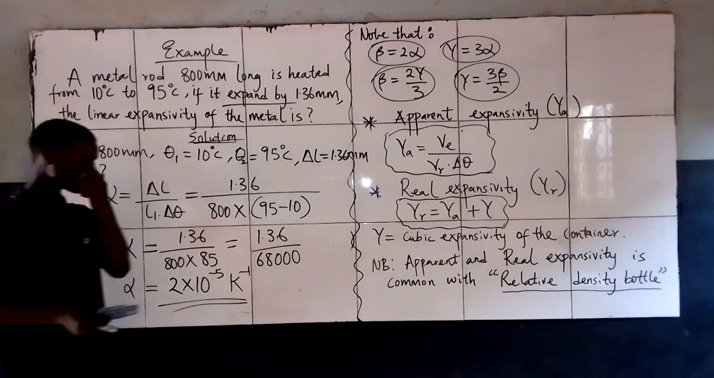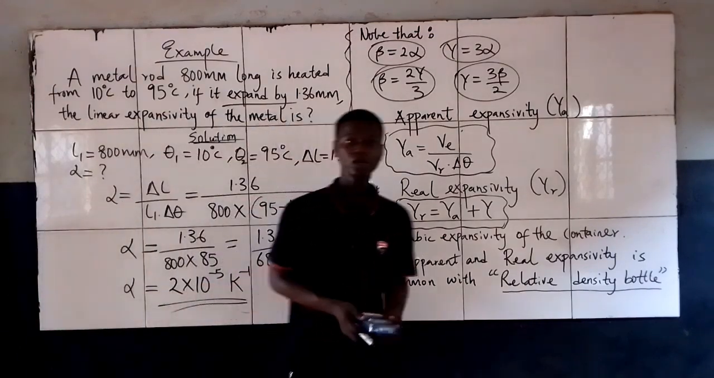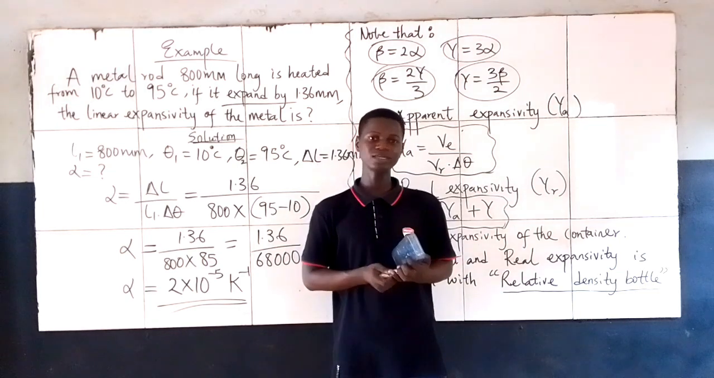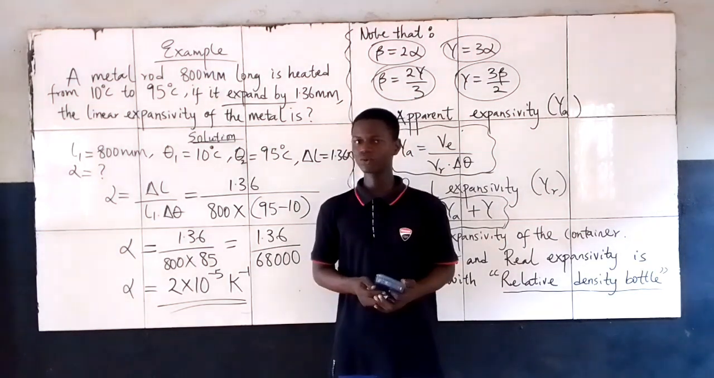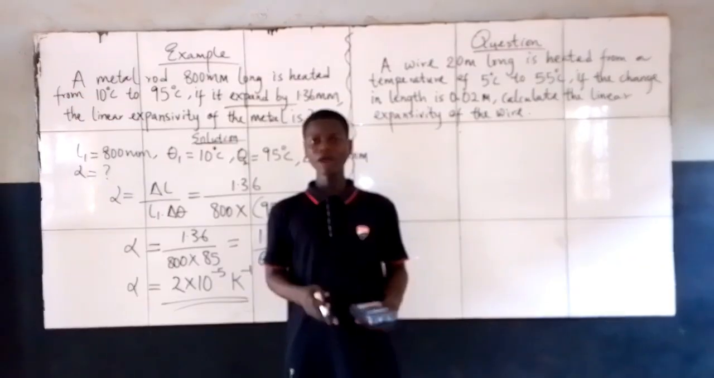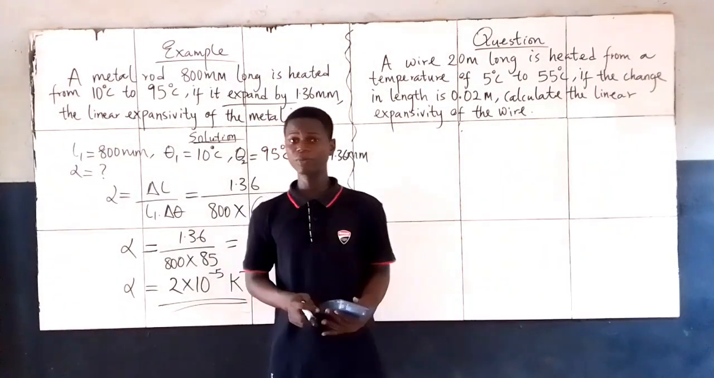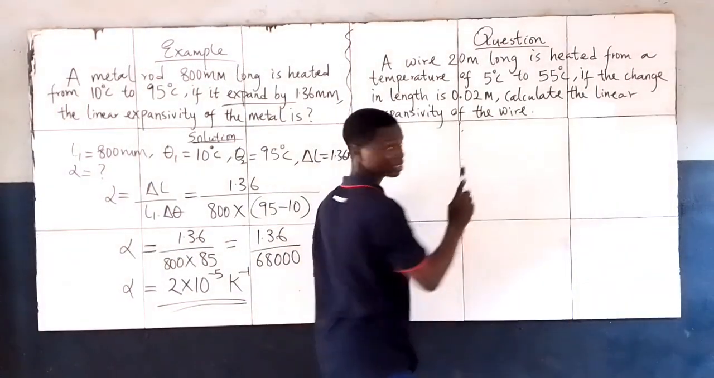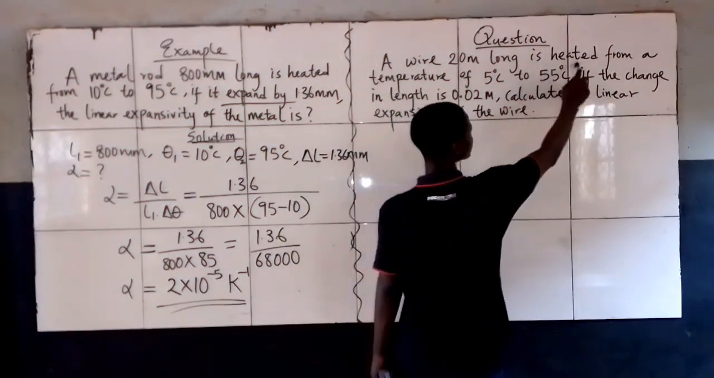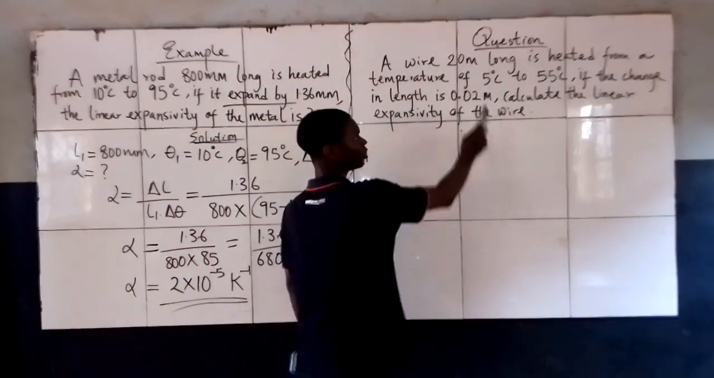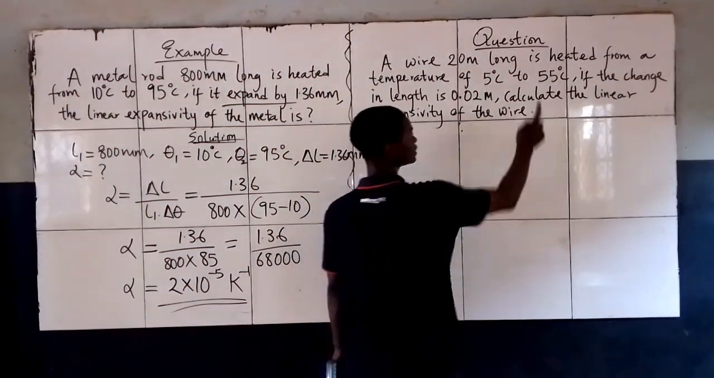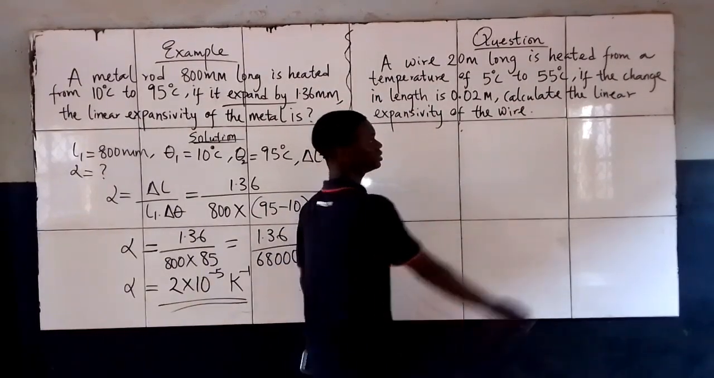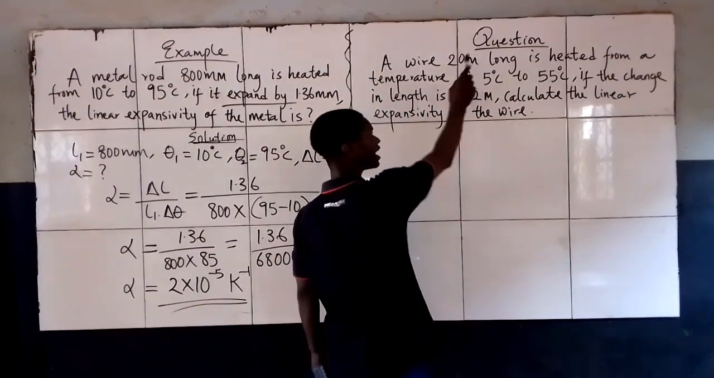So about now, I'll be giving you guys your own question, so you can try your hands on. Do it and also let me know what your answer is in the comment section. So let's have the question now. Alright guys, this is the question you are being asked to solve. It reads, a wire 20 meter long, initial length, is heated from a temperature of 5 degrees Celsius to a temperature of 55 degrees Celsius. So this is theta 1, this is theta 2, while this is L1.